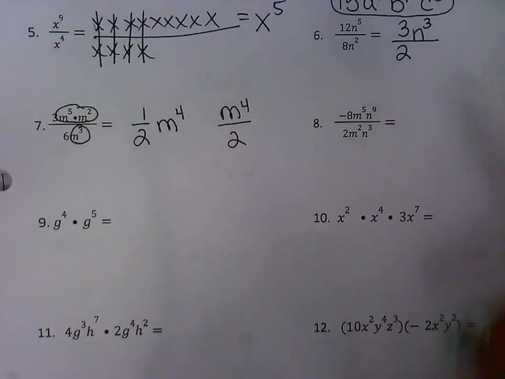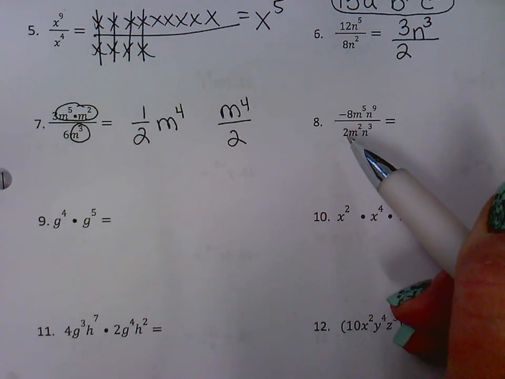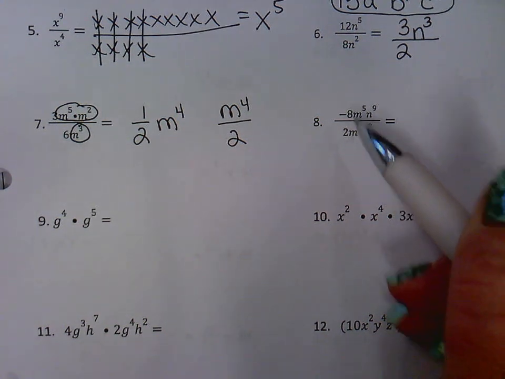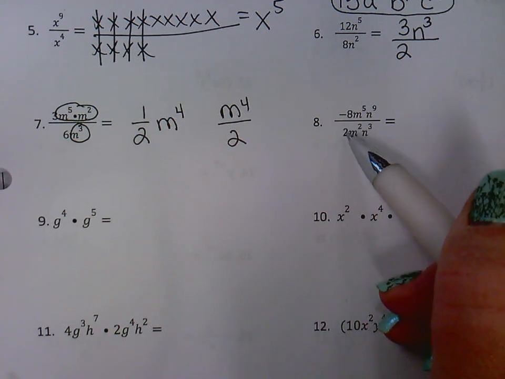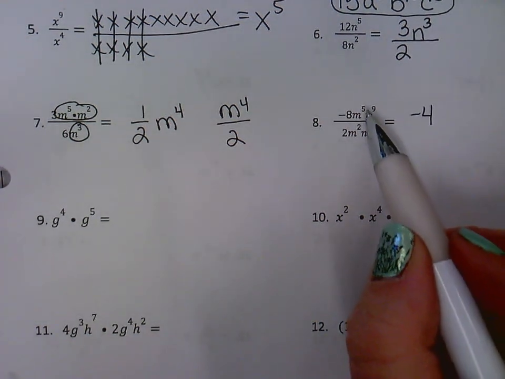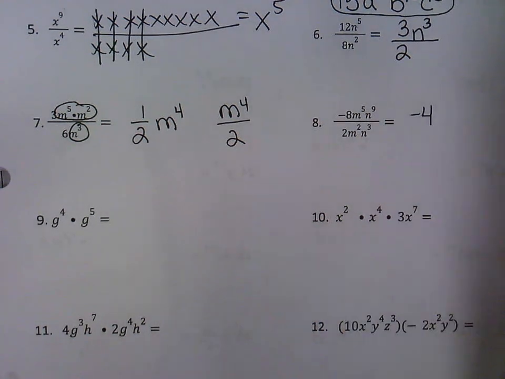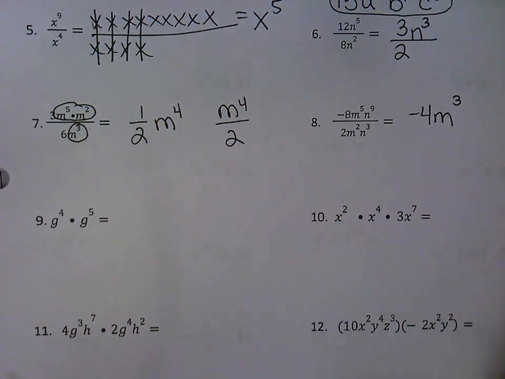What happens if there's a negative as a coefficient? You just take -8 and divide by +2. What's -8 divided by +2? -4. And then let's say I have m to the 5th over m squared would become what? Yep. And n to the 9th over n cubed would become what?